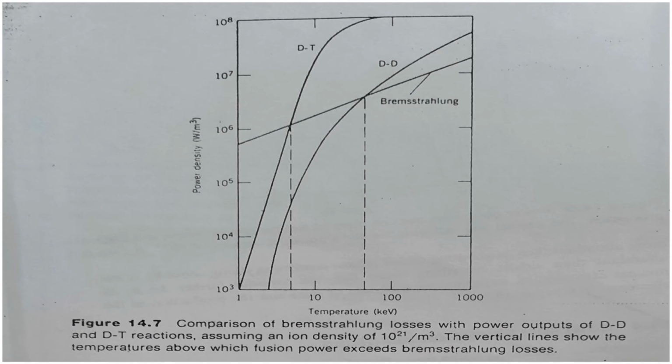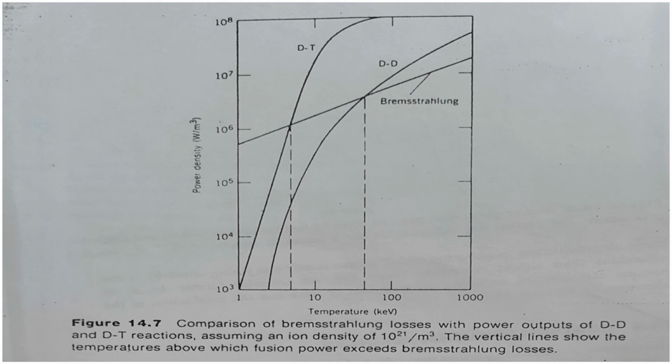The given figure shows the comparison of Bremsstrahlung losses with the power outputs of DD and DT reactions, assuming an ion density of 10 raised to 21 per meter cube. Here we see that there is a temperature at which the fusion output will exceed the Bremsstrahlung loss, which is of the order of 4 keV for DT reactions and 40 keV for DD reactions. This suggests the superiority of the choice of DT for fuel. Here we should also note that the Bremsstrahlung losses increase with Z square. Therefore, fusion reactions using nuclei other than hydrogen have substantially greater Bremsstrahlung losses, as well as generally smaller reaction rates in the kilo electron volt region.